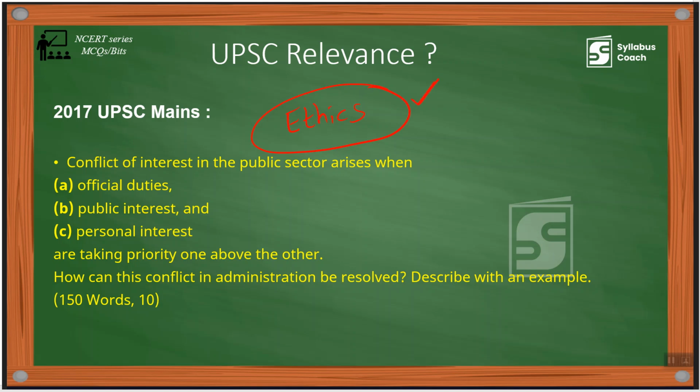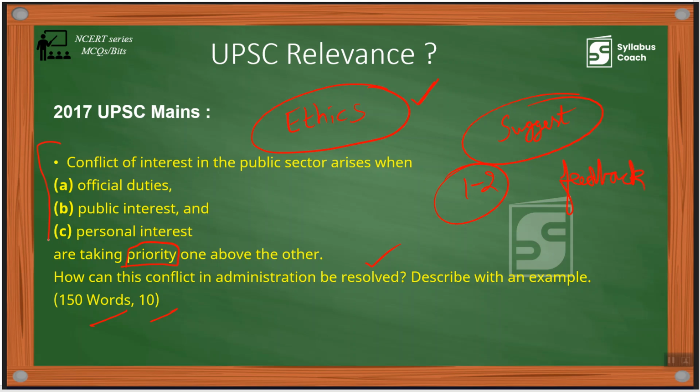Read the question carefully. Conflict of interest in the public sector arises when official duties, public interest, and personal interest are taking priority one above the other. How can this conflict of interest be resolved? Describe with an example, 150 words, 10 marks. Aspirants, I suggest all of you to give your answer. I will take up 1 to 2 of your answers and give feedback in the upcoming lessons. So seriously give your answer.